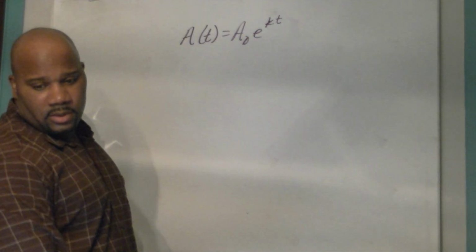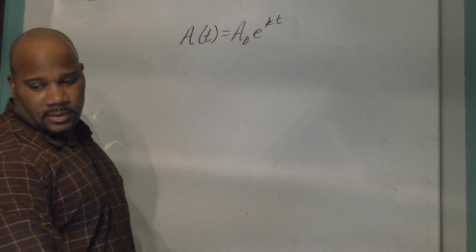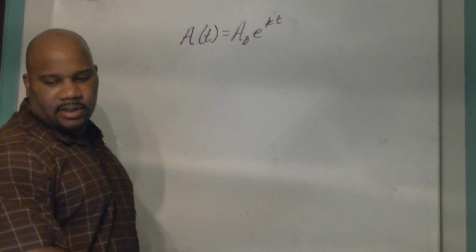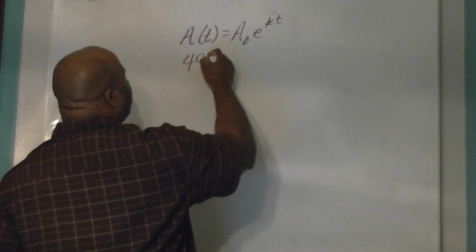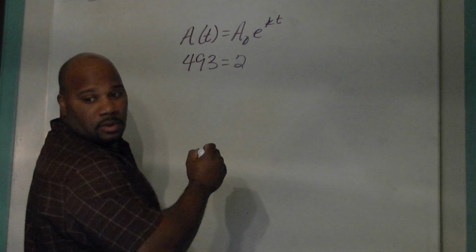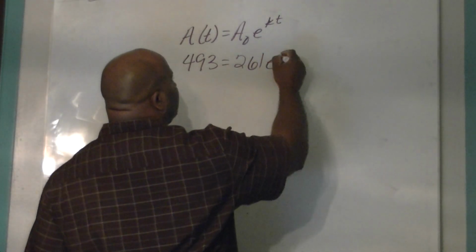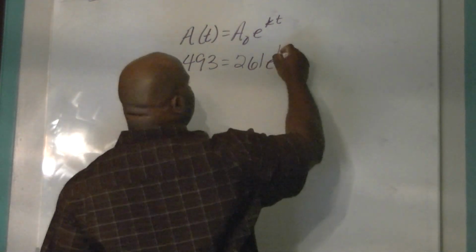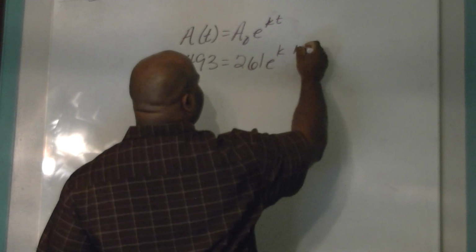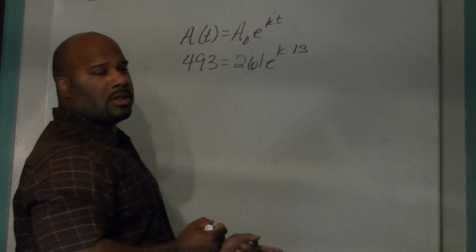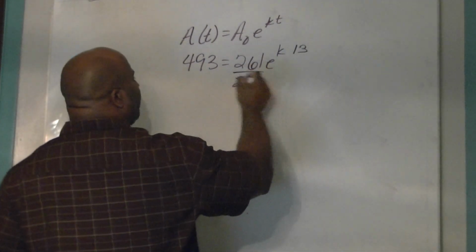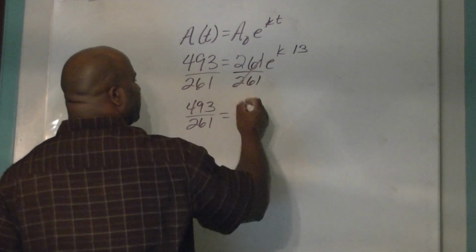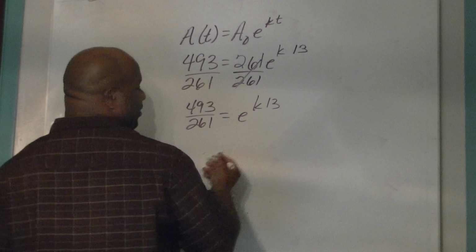And we know how much it was bought for, that's A naught, and then how much it sold for, that's $493. And we know the time passed is 13 years. So we can say $493 equals 261 e to the k, which we don't know, so that's what we're trying to find, but my time is 13 years. Okay? So to solve this, first thing we're going to do is divide by 261. You get 493 over 261 equals e to the k 13, again, natural log.